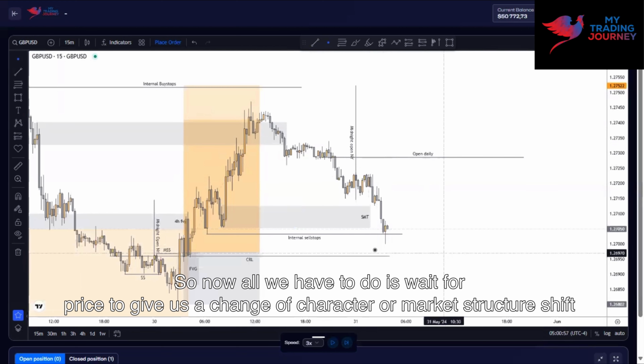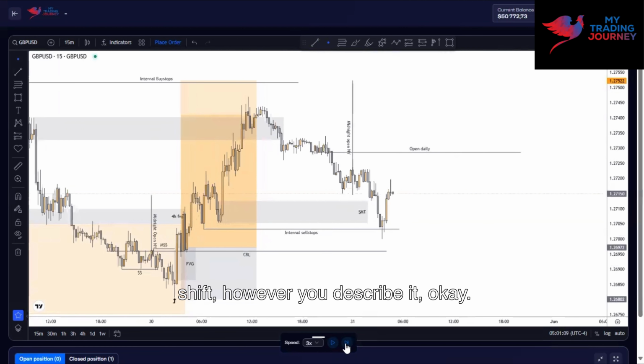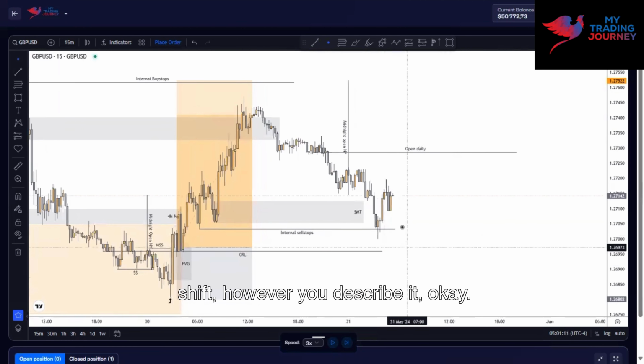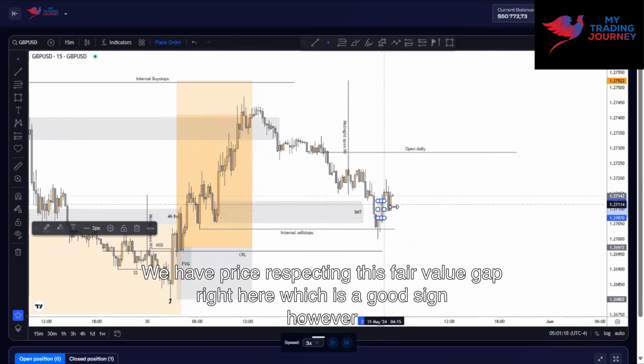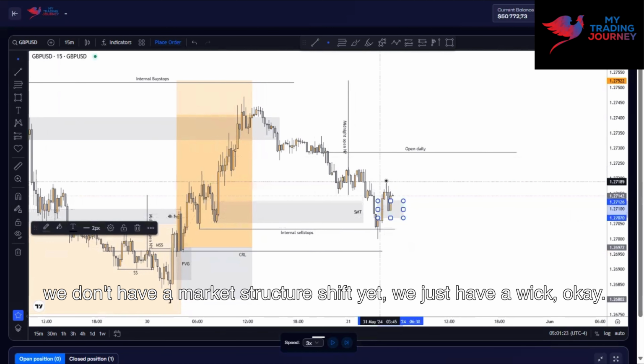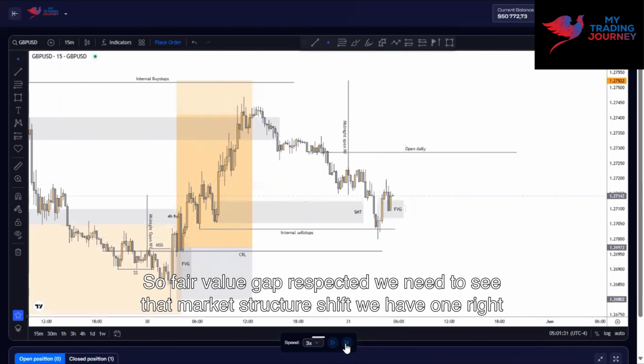Okay, so now all we have to do is wait for price to give us a change of character or a market structure shift, however you describe it. Okay, we have price respecting this fair value gap right here, which is a good sign. However, we don't have a market structure shift yet, we just have a wick. Okay, so fair value gap respected.